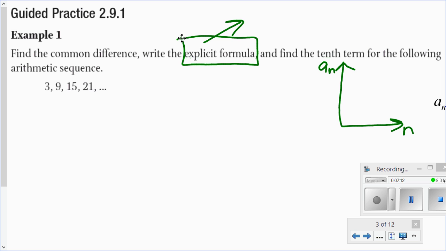So in this case, the first thing we need to do is find our common difference. Is there a common difference? What's happening each time? Alexis? We're adding 6 every time. We are adding 6. So our D is 6. Okay?